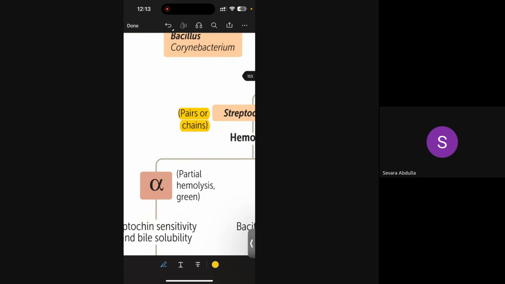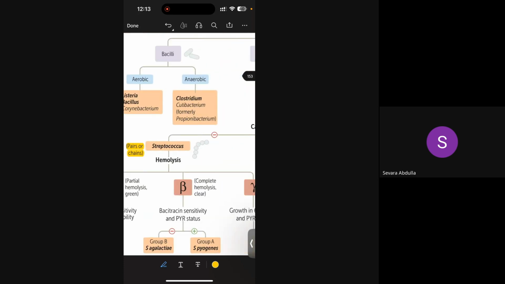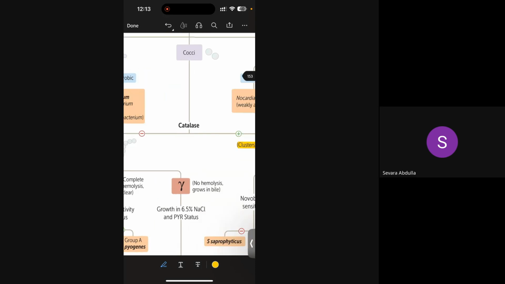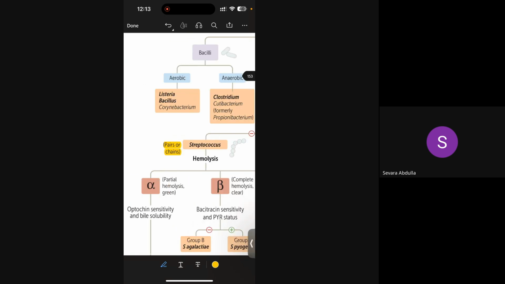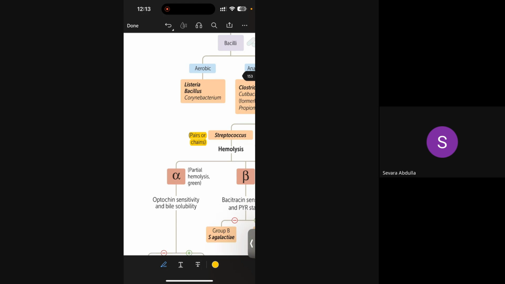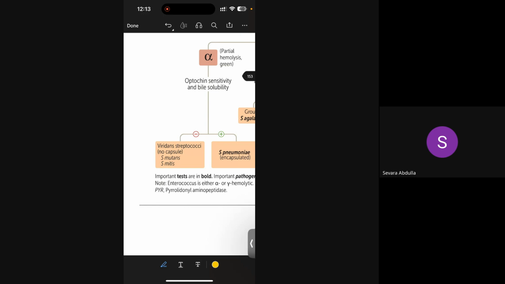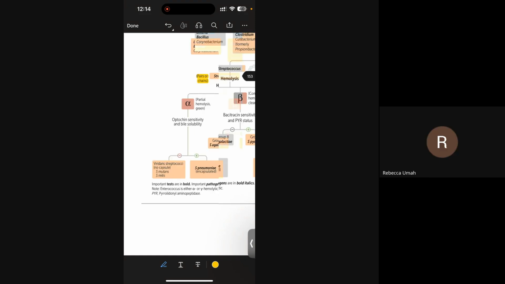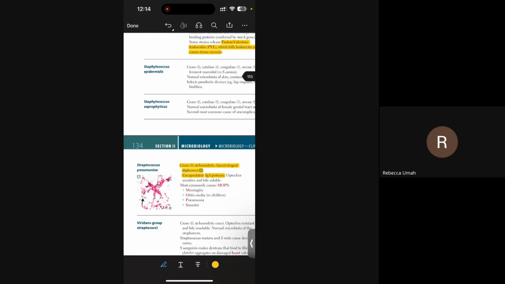Partial hemolysis is alpha. Complete hemolysis is beta. No hemolysis is gamma. And in our question there is incomplete hemolysis, partial hemolysis, and it is streptococcus. Partial hemolysis occurs in two types: Strep pneumo and viridans streptococci, right? And between these two, which one causes the lobar pneumonia? Strep pneumo is the one which causes the lobar pneumonia.